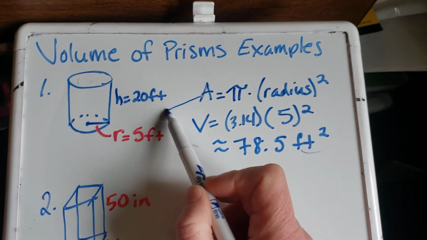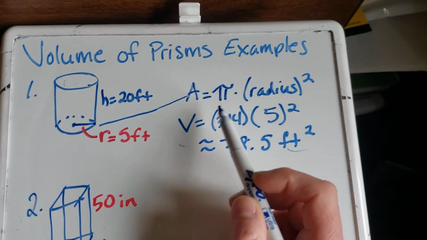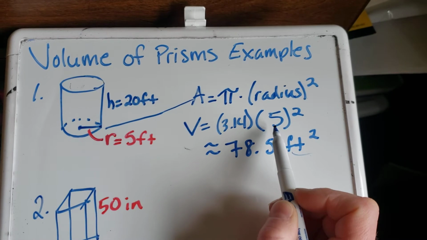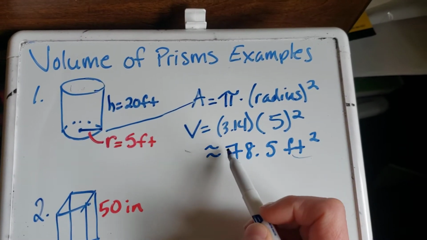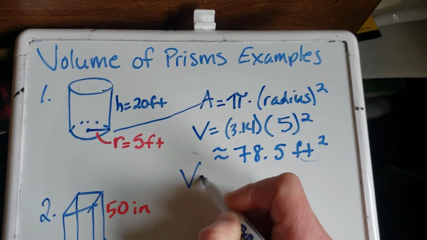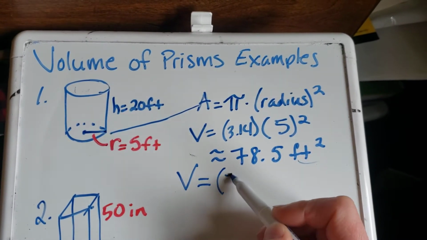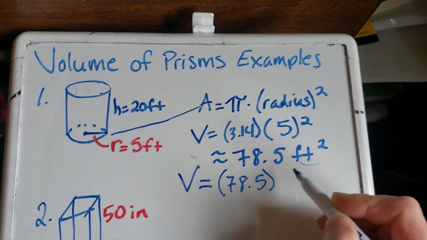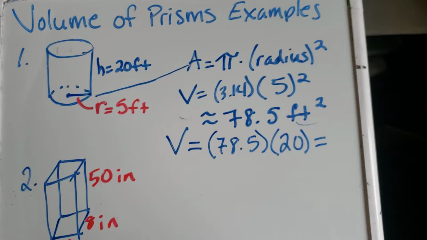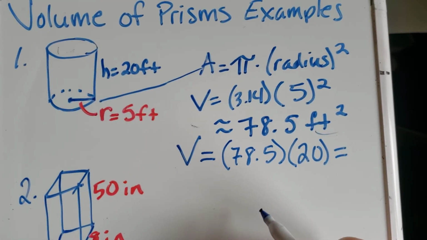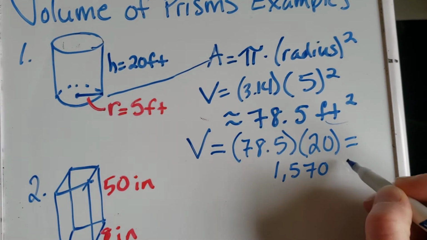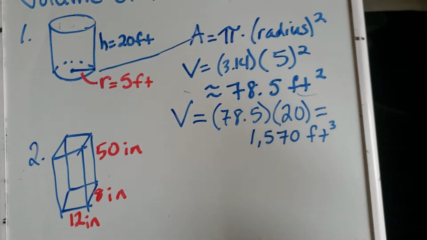So in this case, the area of the base here is a circle, so pi times the radius squared. So pi, we're using 3.14. 5 is the given radius squared. So we have 78.5 square feet for the area of the base. And then for the volume, we're going to take the area of the base, so 78.5, times the height of the figure, which we're given is 20. And so that gives us a volume of 1,570 feet cubed, or cubic feet.